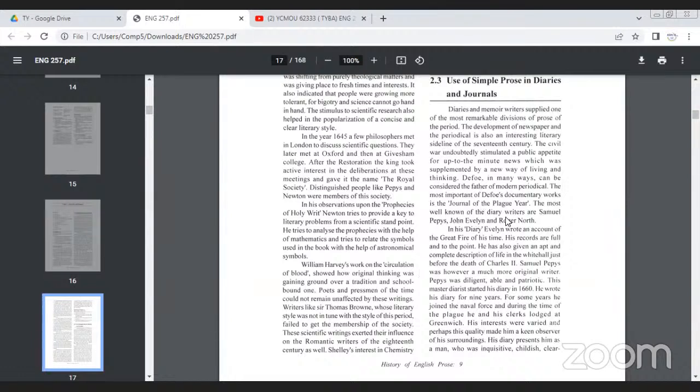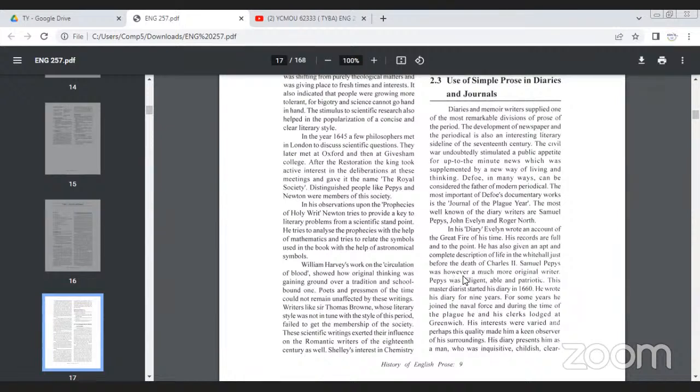The most well-known of the diary writers are Samuel Pepys, John Evelyn, and Roger North. In his diary, Evelyn wrote an account of the great fire of his time. His records are full and to the point. He has given an apt and complete description of life at court just before the death of Charles II.